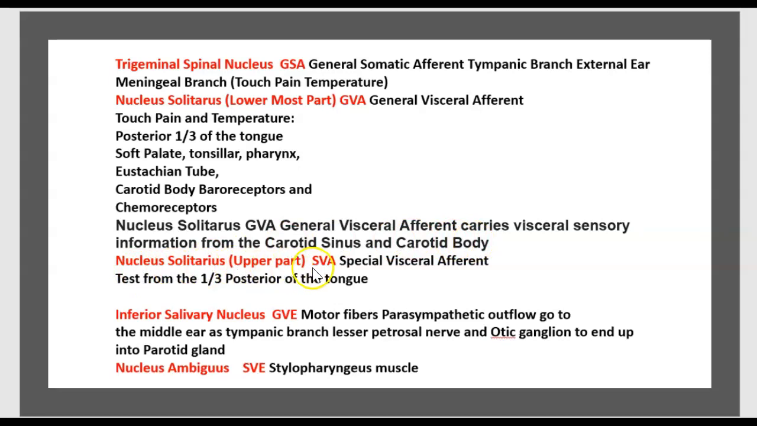Nucleus solitarius, upper part, special visceral afferent, SVA, carries taste from the posterior third of the tongue. Inferior salivatory nucleus, GVE, motor fiber, parasympathetic outflow, goes to the middle ear as the tympanic branch, lesser petrosal nerve, and otic ganglion to end in the parotid gland. Nucleus ambiguus, SVE, to the stylopharyngeus muscle.